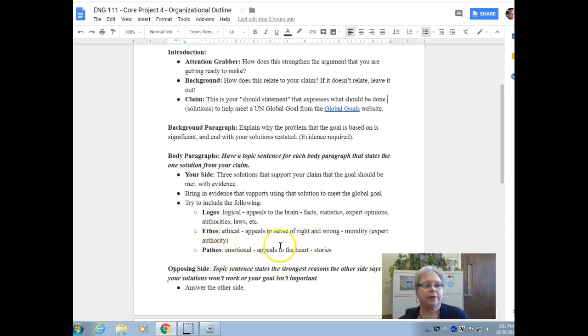But it also can just center around, we want to do the right thing, the morality of not letting people be hungry. And then the pathos, the emotional appeal, it's something that appeals to your heart, like a story of a child in a country that starved to death when there's so many people in the world that are overweight, and I'm one of them.